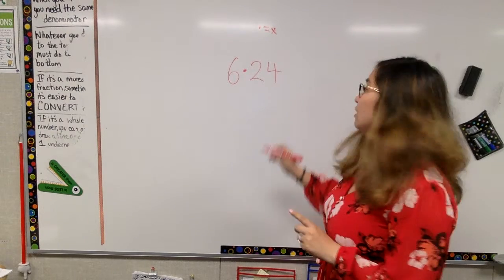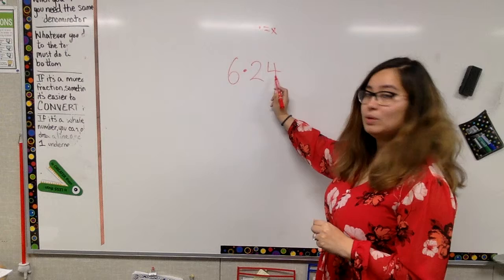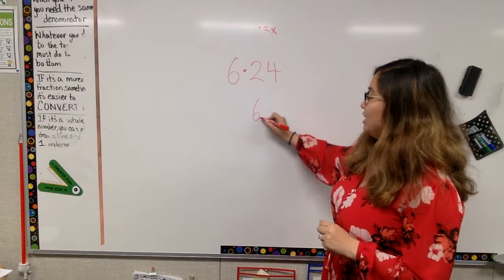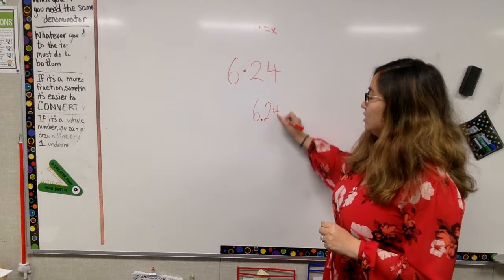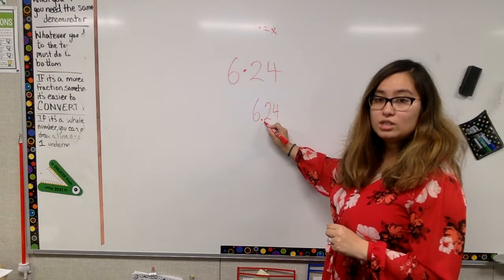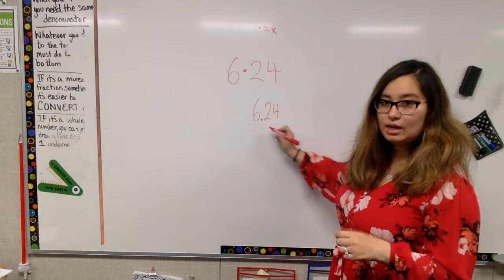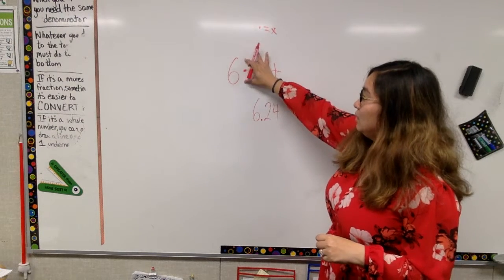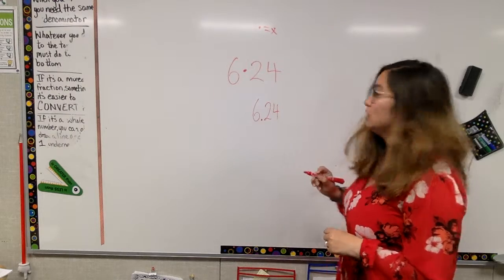However, you have to be careful because this is 6 times 24 because the dot is in the middle of the number, but this is 6.24. The dot is at the bottom to represent that decimal point. If it's in the middle of the number, it's multiplication.